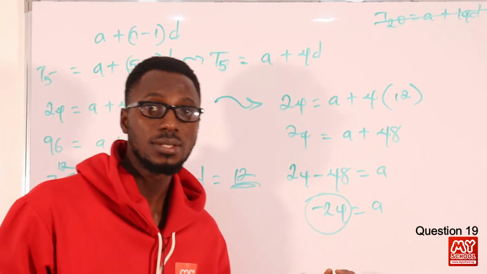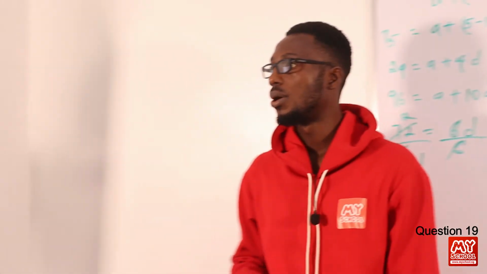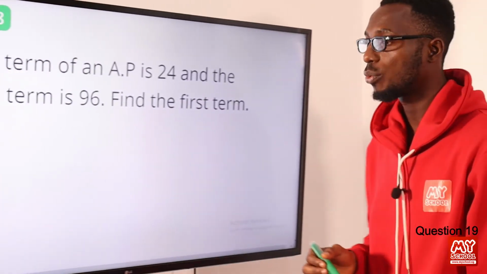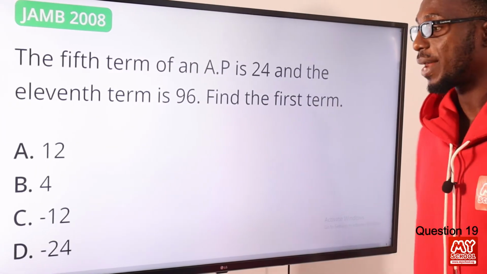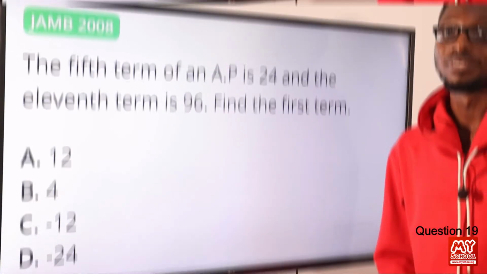So let's see if we have this value supplied in the options on the screen. Yeah, we have a confirmation. Option D, minus 24, is the right expression.